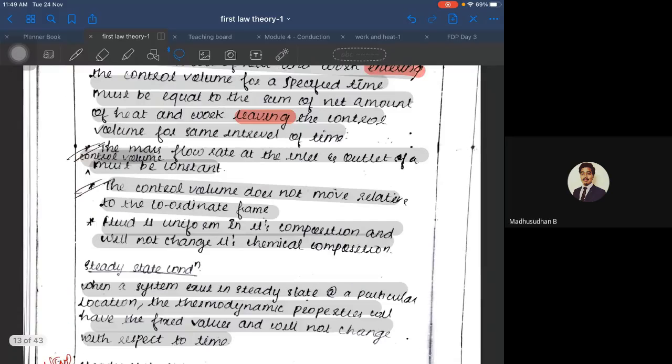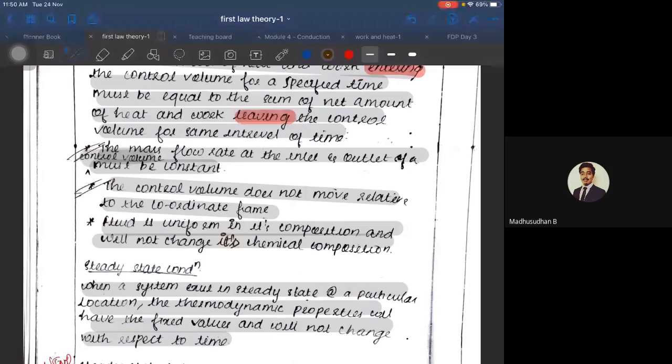And the last one. The fluid is uniform in its composition and will not change its chemical composition. So I think this particular point is very much clear. The chemical composition of the fluid should remain constant throughout its flow. That is what it means.